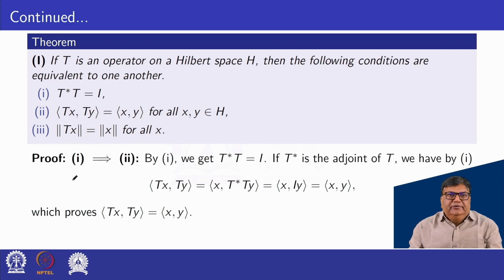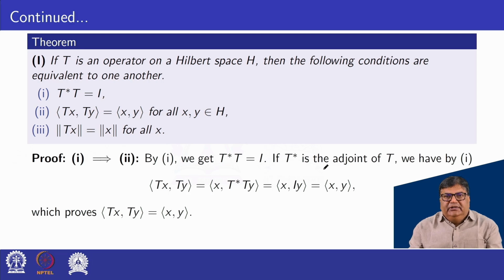Let us prove it. We have to prove all these three conditions are equivalent. So we will prove that if the first is given, then the second is true, if the second is given, then the third is true, and if the third is given, then the first is true. So we can say that all three conditions are equivalent. So suppose the first is given: T star T is equal to I.